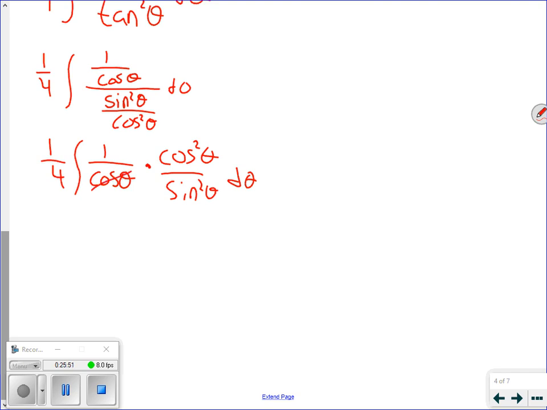And then a cosine and the cosine cross out. So I'm left with 1/4 integral of cosine of theta over sine squared theta d theta. Okay, so stop there and see if you can maybe try this on your own if you want to.